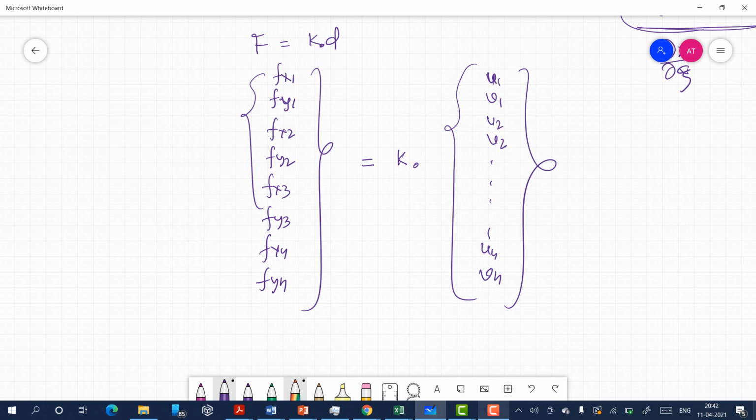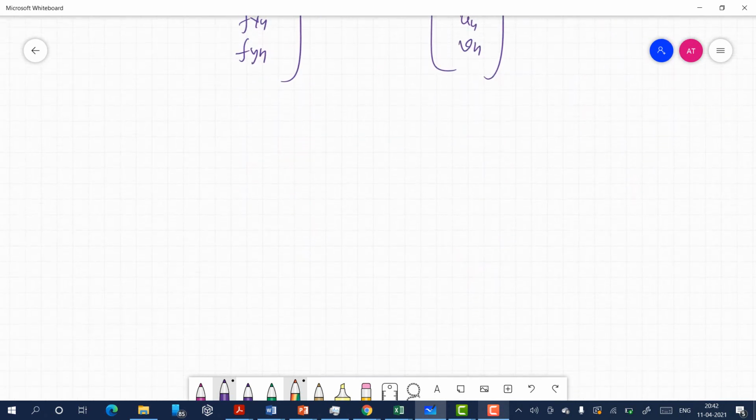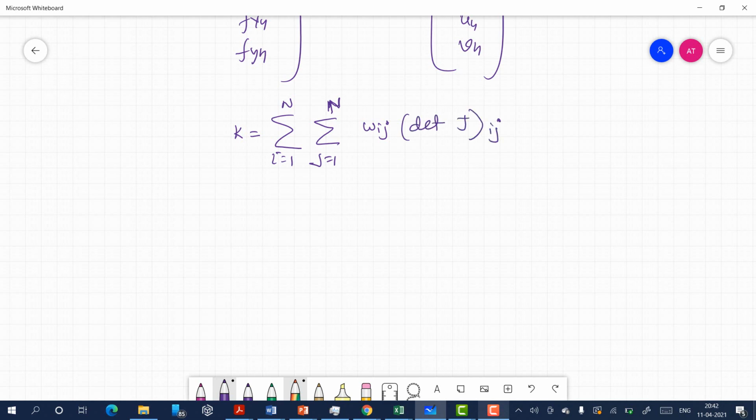So obviously the stiffness matrix will be 8 cross 8 matrix, right? And this 8 cross 8 matrix can be written in summation formulation as, I is equal to 1 to n, j is equal to 1 to n, wij into determinant of the Jacobian matrix ij, transpose of the B matrix, D matrix and Bij. So B matrix. Okay. No need to get shocked here, because there is a little more information here, but it is actually not that complicated.